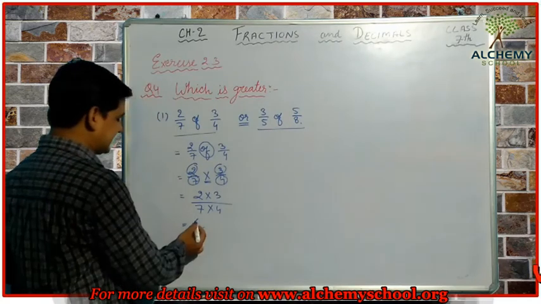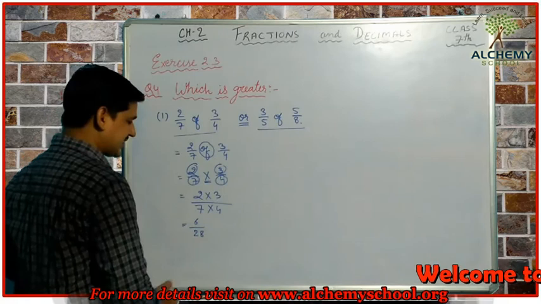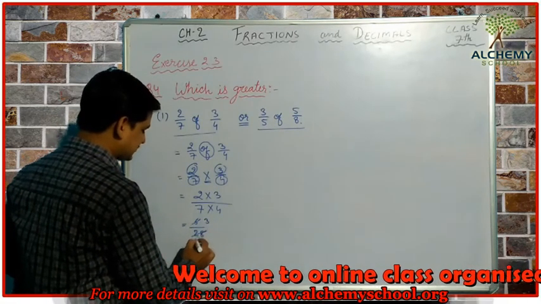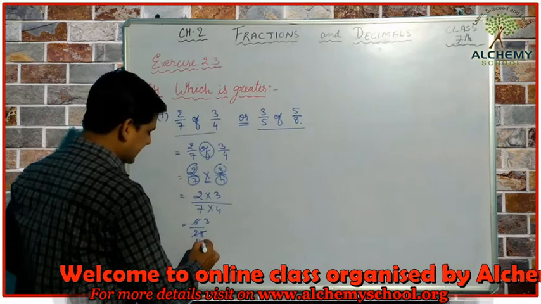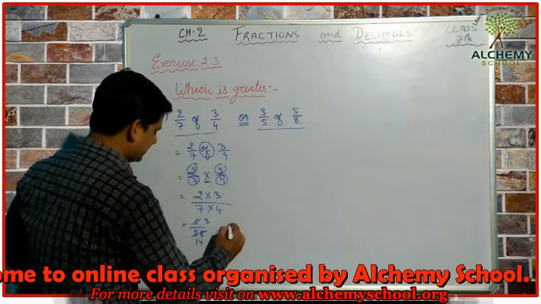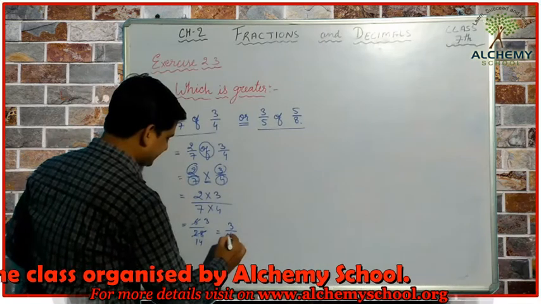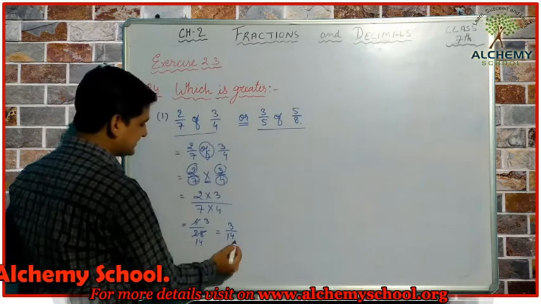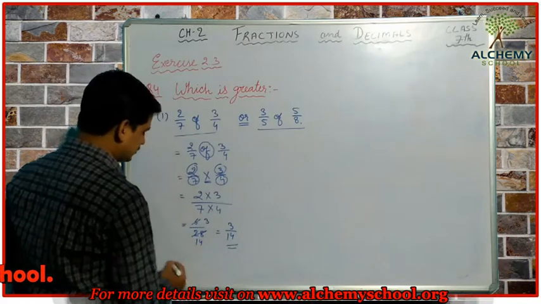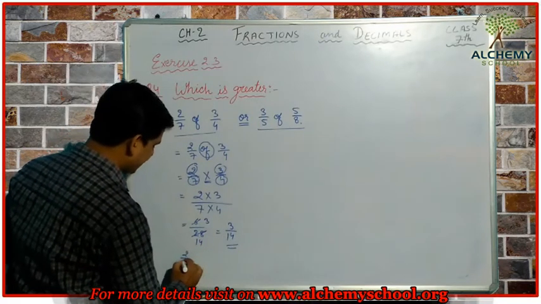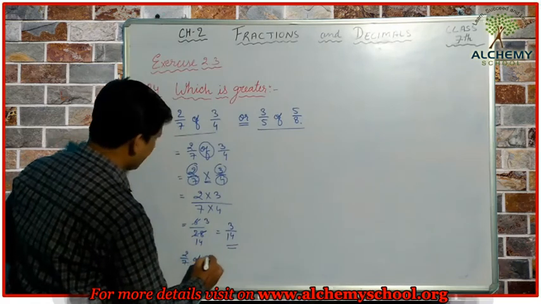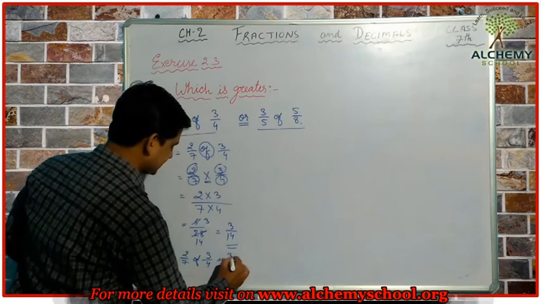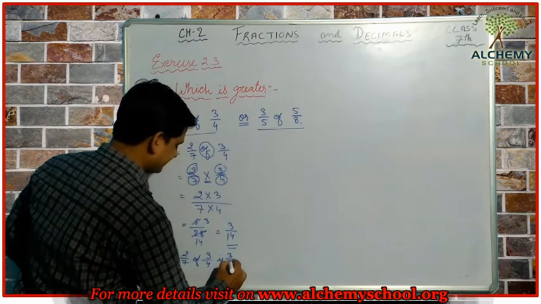So students, we can see 6 and 28 both are divisible by 2. Okay, so we can divide it. 2 3s are 6 and 2 1s are 2, 2 4s are 8. So finally we got here 3 upon 14. Okay, so what is the value of 2 upon 7 of 3 upon 4? That is 3 upon 14. So we can write here 2 upon 7 of 3 upon 4 is 3 upon 14.